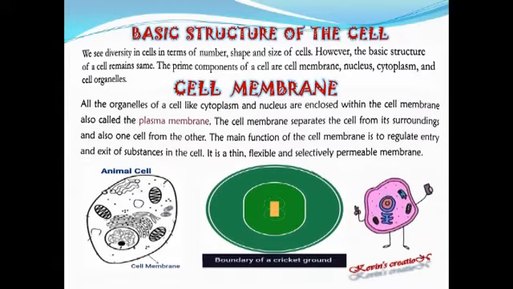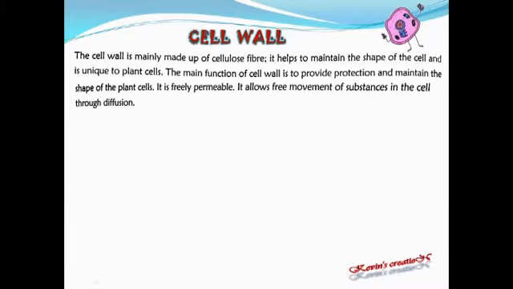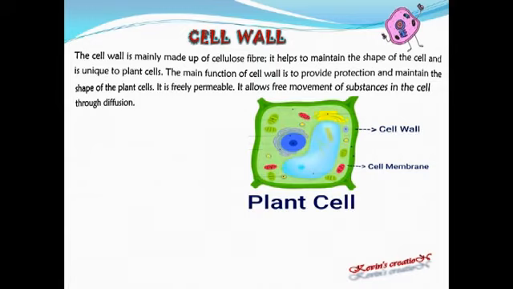So you find the cell membrane in both animal cell as well as plant cell. But in plant cell, we have got one more structure, that is cell wall. It is made up of cellulose. And the main function of this is it gives shape to the plant cell and also provides protection. But it is freely permeable. It allows free movement of substances. That means the substances can go inside and outside freely.